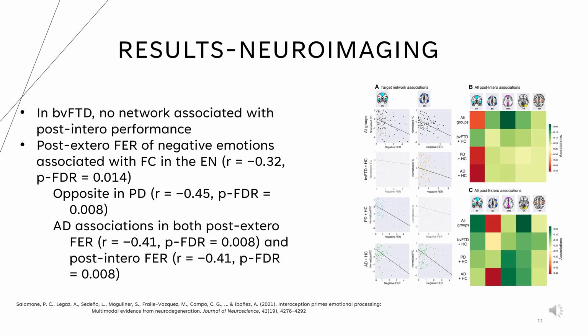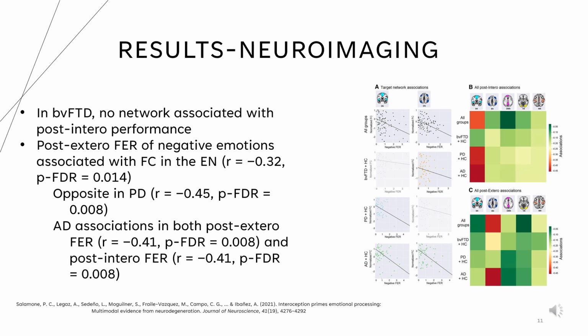In the tandem between healthy controls and BVFTD patients, no network was associated with post-interoceptive performance. However, post-exteroceptive FER of negative emotions was significantly associated with FC in the EN with an R value of negative 0.32 and a PFDR value of 0.014.